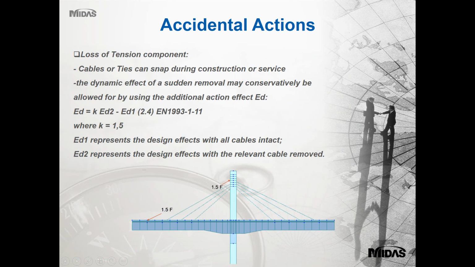Then there is a special case for accidental action where you can have a loss of tension component. A lot of cable stayed bridges and a lot of cable structures are coming up in the UK and also other parts of the world, and this is a very important check that we need to make sure, not just in service but also in construction.